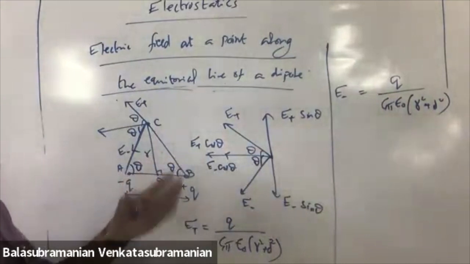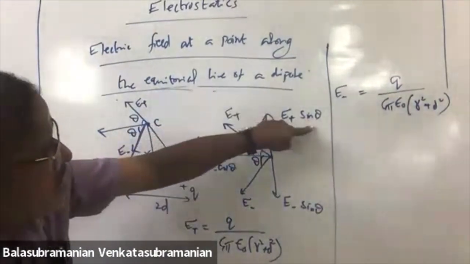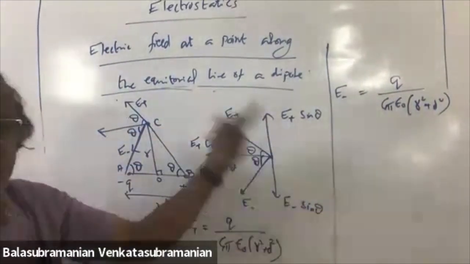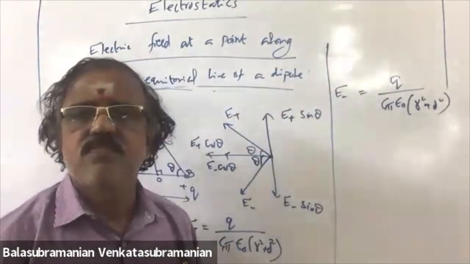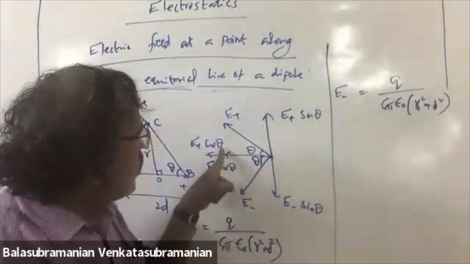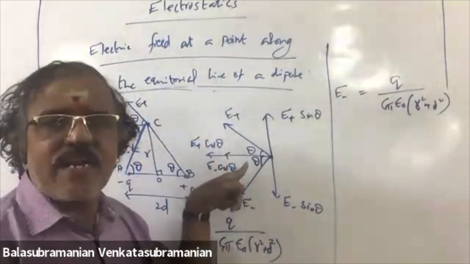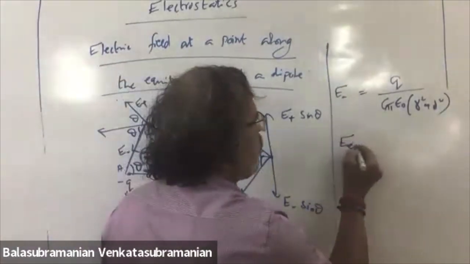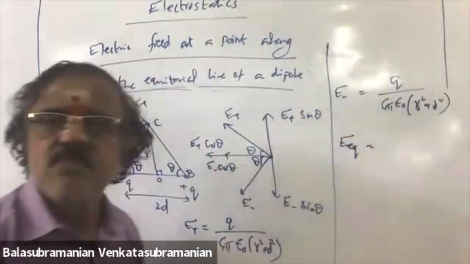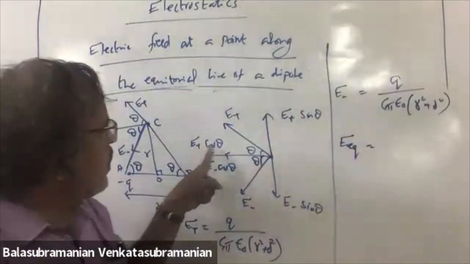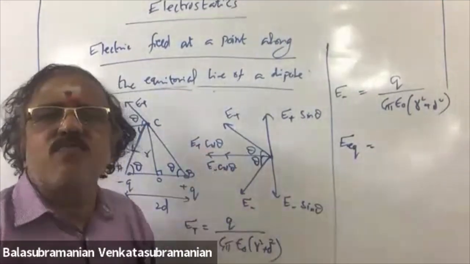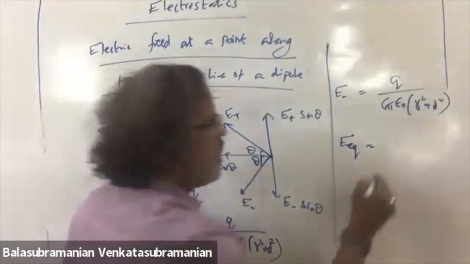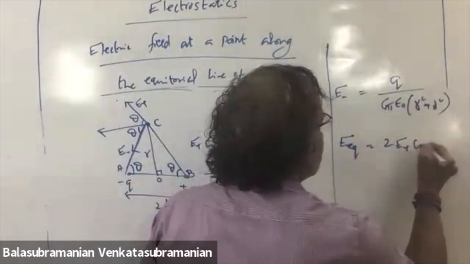Direction. E plus sin theta and E minus sin theta here cancelled because of opposite direction. But the cos components, you see, are in the same direction. So E equatorial will be E plus cos theta plus E minus cos theta. E plus and E minus are both the same. So I can write 2E plus cos theta.